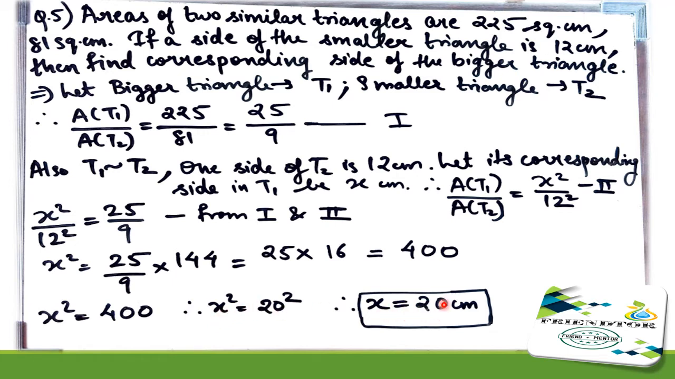X is 20 centimeters. Okay, because everywhere we are dealing with square centimeter or centimeter. When the dimension is in centimeters, the area will be in square centimeter. Correct? So again, when the area is in square centimeter, the dimension will be in centimeters. Okay, x is 20 centimeter. So let's move on to the next question.